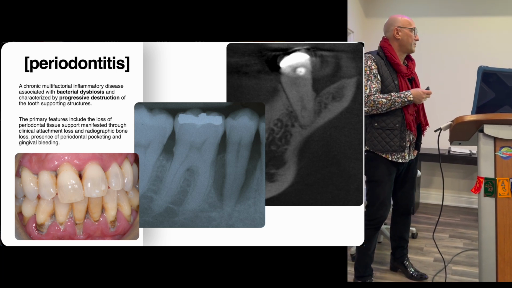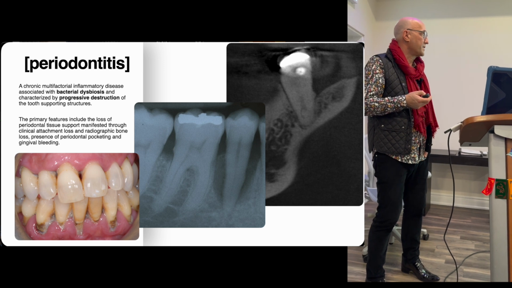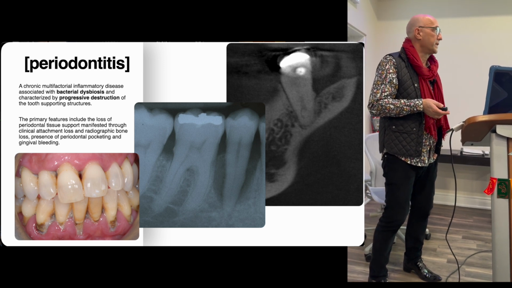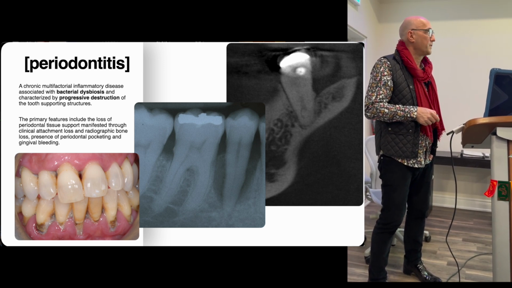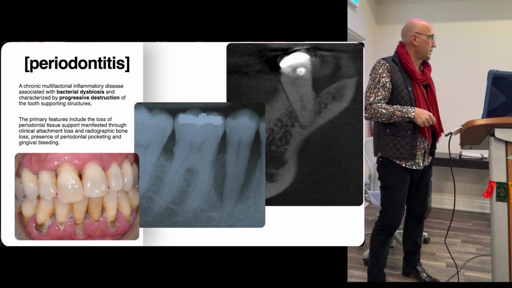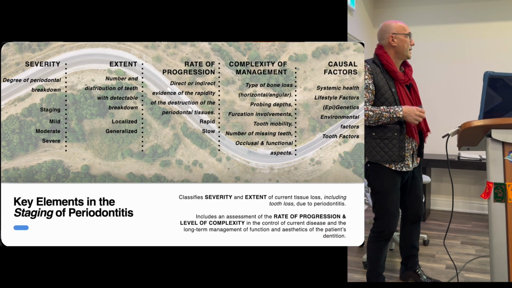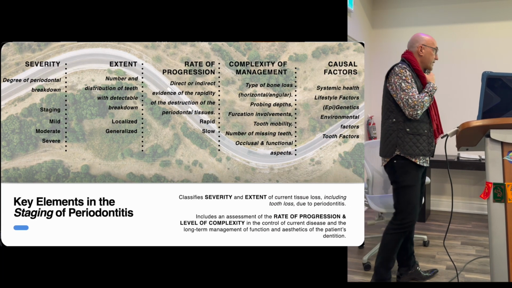And you've got this clinical attachment loss, radiographic bone loss, presence of pocketing, and gingival bleeding. I've got some examples here of bone defects. You can see this void around here. You can see some calculus here. You can see the etiological agents in here.